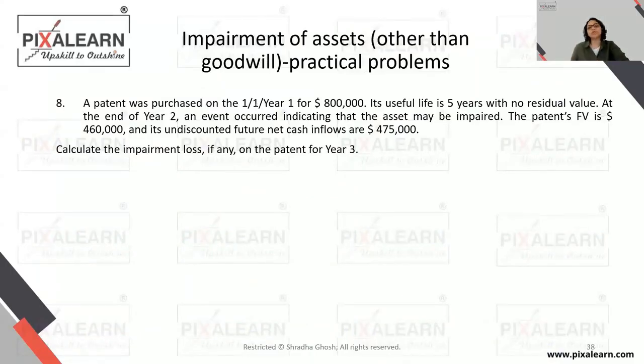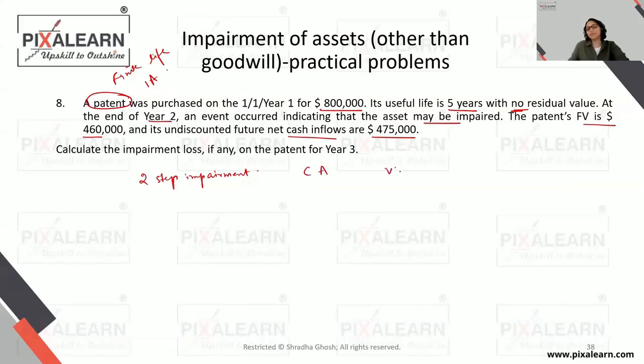A patent was purchased on 1st of January year 1 for $800 with a useful life of 5 years and no residual value. At the end of year 2, an event occurred indicating that the asset may be impaired. The fair value of the asset is 460 and the undiscounted future net cash inflows are 475. If it's a patent, I know it is a finite life intangible asset, so I'm going to follow a two-step impairment. What is the carrying value versus the undiscounted future cash flows?